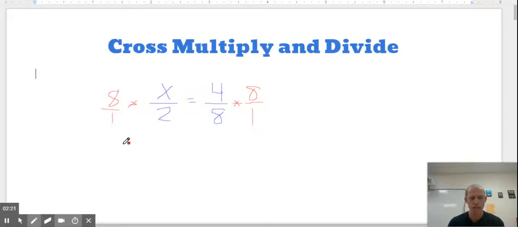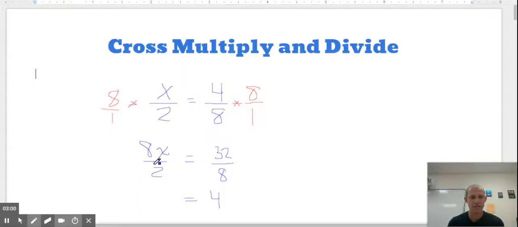So if I do some multiplication, I will have on this side 4 times 8, which would be 32. 8 times 1, which would be 8. That is equal to 8 times x. I really don't know what that is, so I'm going to write 8x. And 1 times 2, which is 2. Okay. I like to simplify fractions, and every mathematician should. So if I look at this, 32 divided by 8 would simplify to 4.